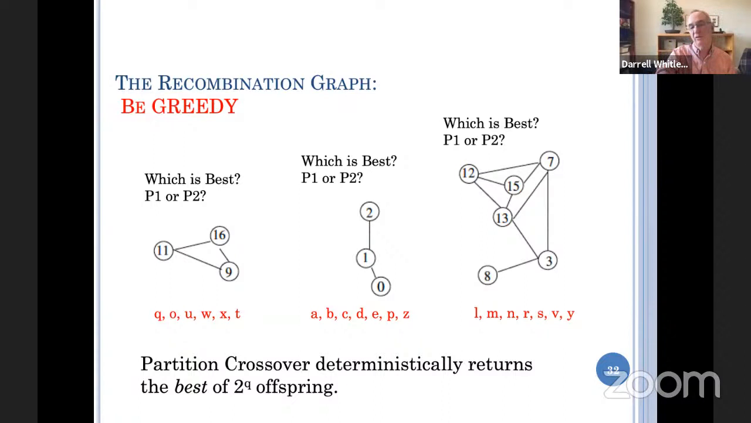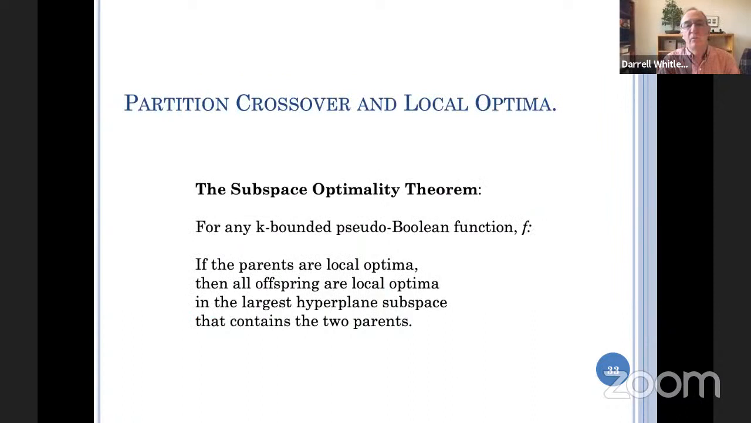And along with this, we can prove an optimality theorem. For any K-bounded pseudo-Boolean function F, if the parents are locally optimal, then all of the offspring are also locally optimal in the largest hyperplane subspace that contains the two parents. I call these quasi-local optima because it's possible that you get an offspring that isn't locally optimal, but at the same time, it will be locally optimal in the largest hyperplane subspace that contains those parents. So it has properties that make it locally optimal in that sense.